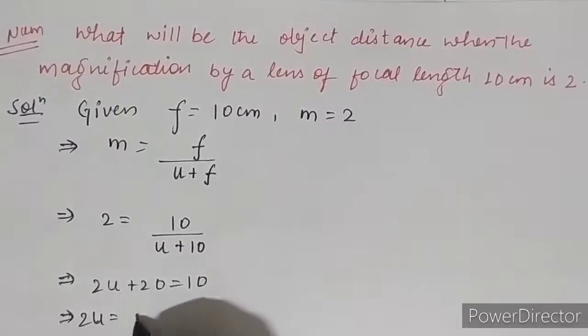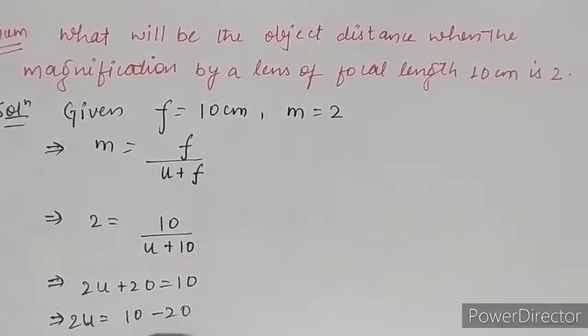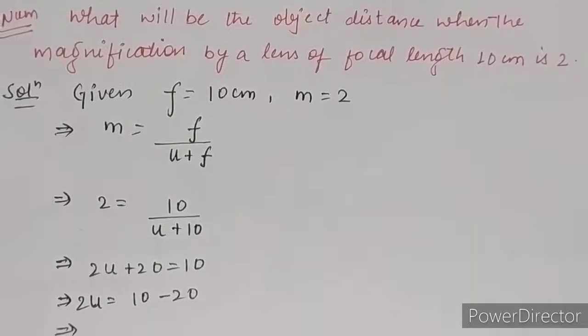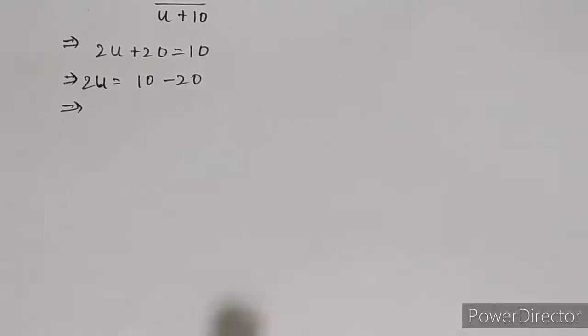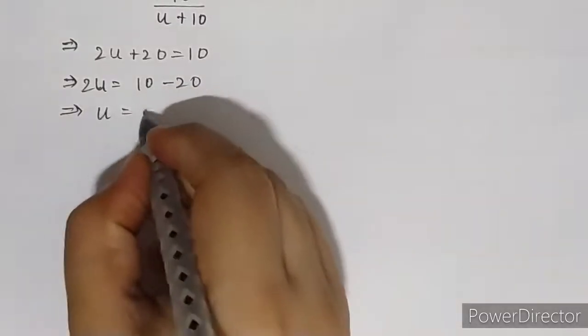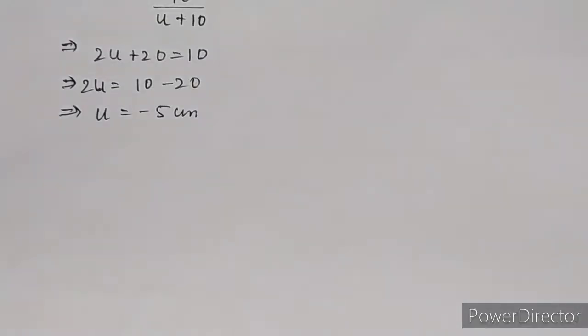2u is equal to 20, 10 minus 20, and u is equal to minus 5. Now it is correct because the value is in minus form, and the object distance is always in the minus form. Okay, clear? This is what we have done for the first.